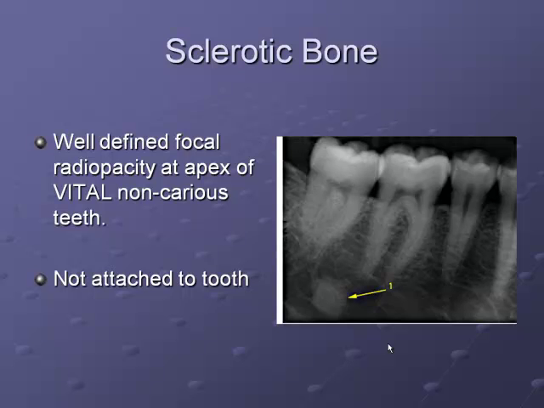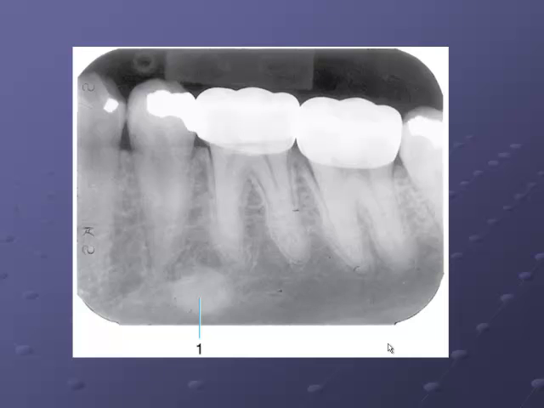Sclerotic bone is a well-defined focal radiopacity at the apex of a vital, non-carious tooth. It is not attached to the tooth, labeled as number 1 in the radiograph. Here, it is labeled sclerotic bone. It is a vital tooth, not attached to the tooth in the radiograph.